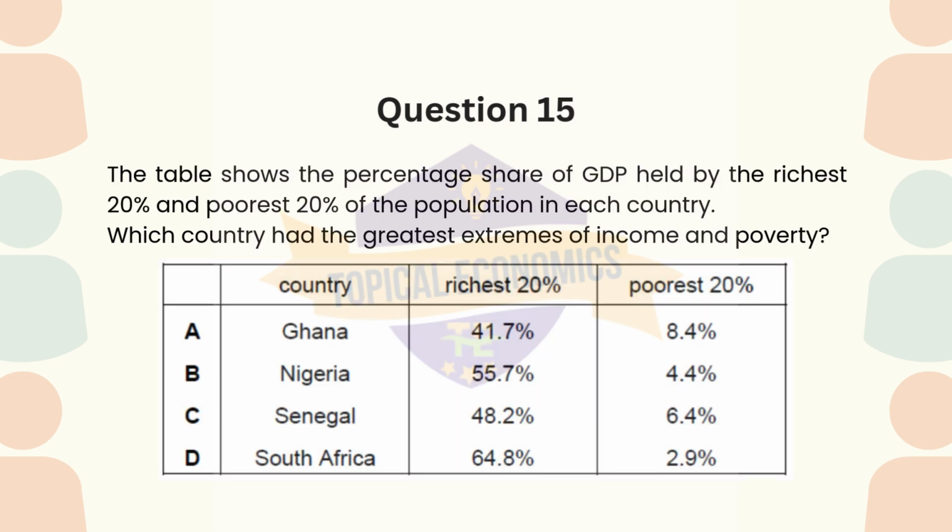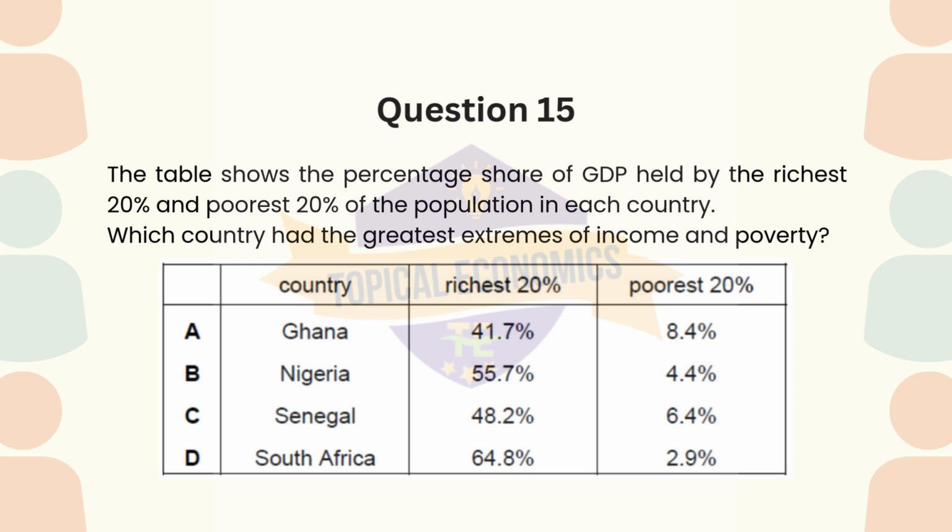Coming to question number 15. This is again from 2019 October-November paper, version 1. The table shows the percentage of share of GDP held by the richest 20% and poorest 20% of the population in each country. Which country had the greatest extremes of income and poverty? They have given us 4 countries here: Ghana, Nigeria, Senegal, South Africa. They've given us data of the richest 20% and poorest 20%.